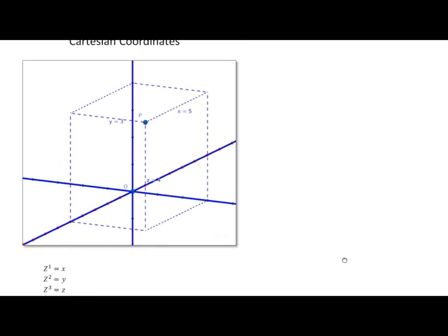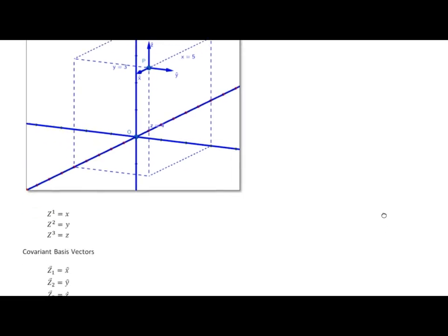First, we'll let our variables be x, y, and z, and our covariant basis vectors are just x hat, y hat, z hat. And we'll update our picture a little bit so those basis vectors will show up just like that. Okay, so now that we have our basis vectors, we will now derive the covariant metric tensor.